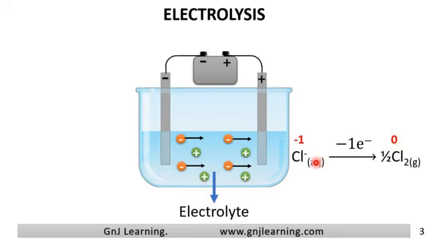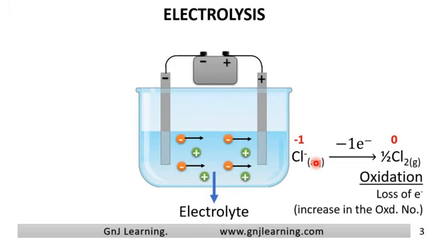So the process where there is loss of electron, it's called oxidation. So what is oxidation? How can you define oxidation? Oxidation means loss of electron, and it can be identified by an increase in the oxidation number. So if there is an increase in oxidation number, definitely there will be loss of electron. Then the process is oxidation.